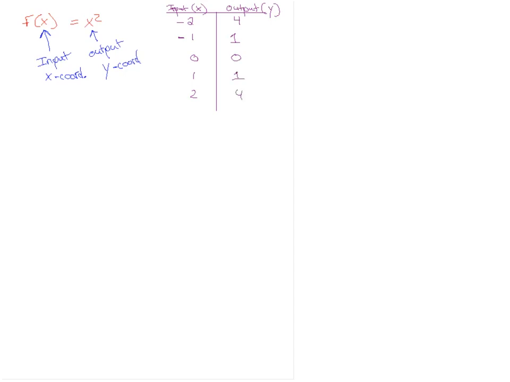Ultimately, if we were to graph this, we would graph the points (-2, 4), (-1, 1), (0, 0), (1, 1), and then (2, 4). What you're going to find is that this graph, and of course I'm just doing this freehand, creates what we call a parabola, which is kind of a U shape. If we were setting up our graph here, we could plot our points freehand, and you'll see it's going to look something like this.